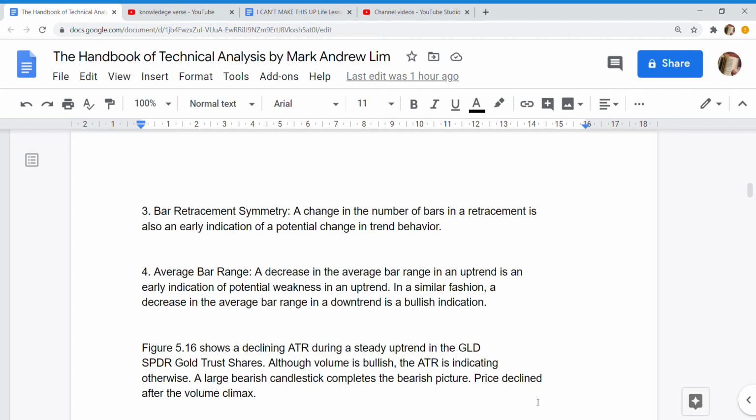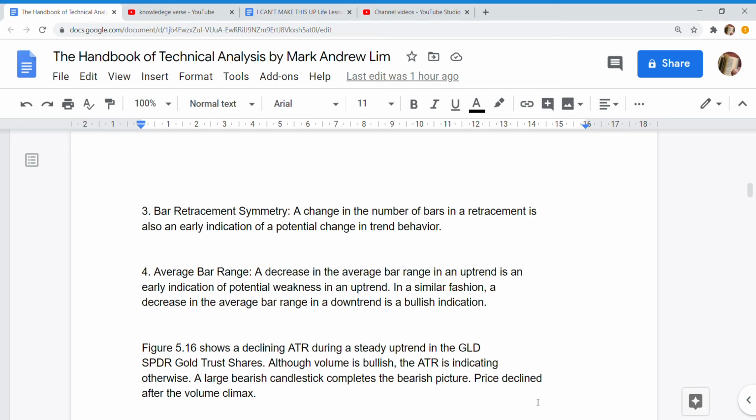Bar retracement symmetry. A change in the number of bars in a retracement is also an early indication of a potential change in trend behavior. 4. Average bar range. A decrease in the average bar range in an uptrend is an early indication of potential weakness in an uptrend. In a similar fashion, a decrease in the average bar range in a downtrend is a bullish indication.